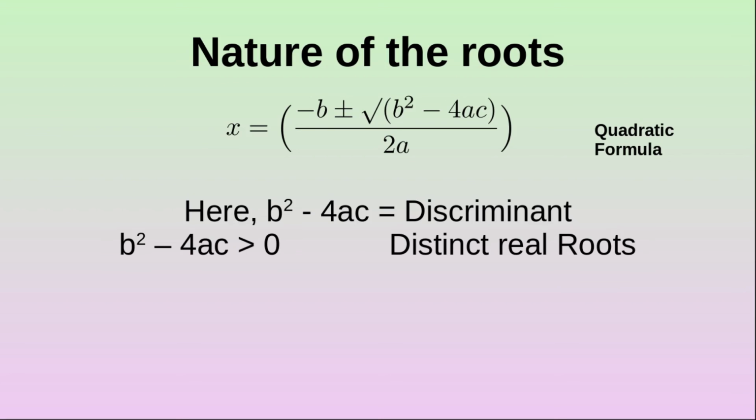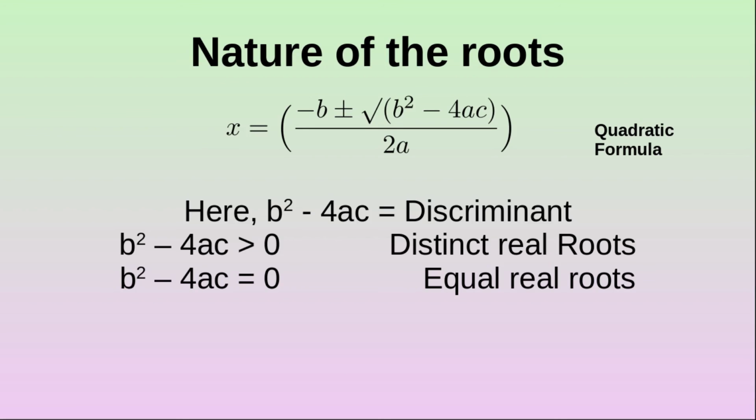Now suppose b² − 4ac is greater than 0, then we will be having distinct real roots. Actually this is the case of the example which we have considered. Now it can be b² − 4ac equal to 0, then our roots will be real and also they should be equal. Now we may have a case something like this, b² − 4ac is less than 0, then there will be no real root. Then the roots can only be complex numbers.